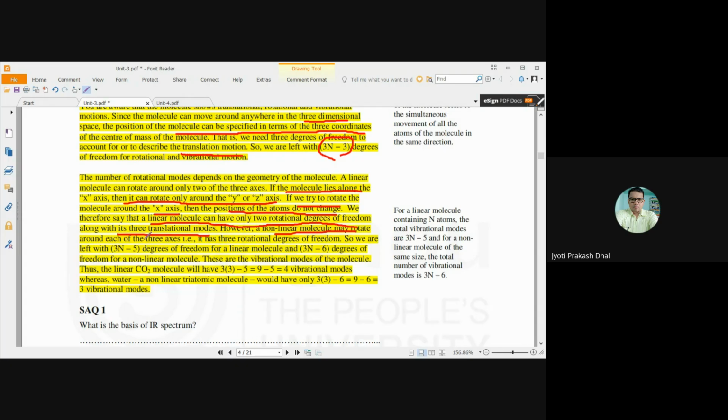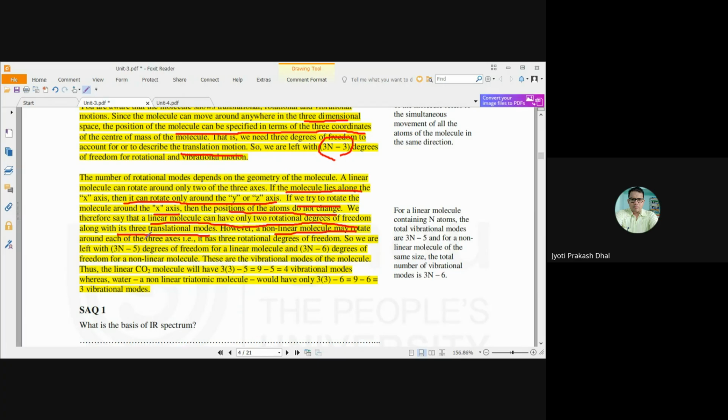Out of the 3n total degrees of freedom, the number of translational degrees of freedom will be 3, and hence the number of rotational plus vibrational degrees of freedom will be 3n minus 3. Now for rotational degrees of freedom, if the molecule is linear, the number will be 2, and if the molecule is non-linear, the number will be 3. From that we can calculate the number of vibrational degrees of freedom.